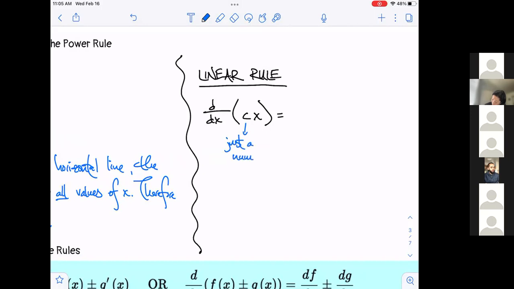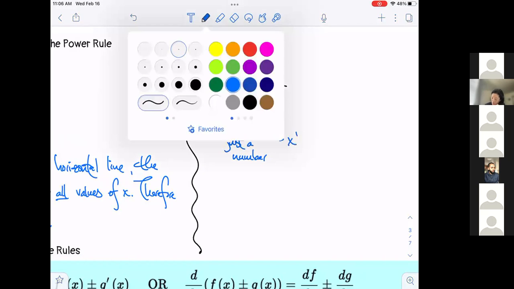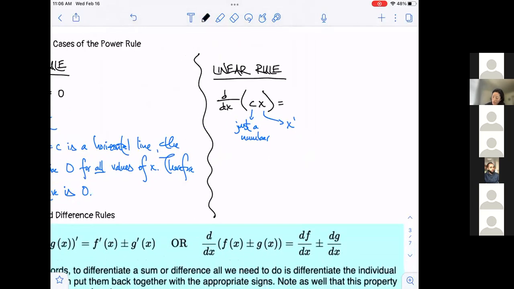just a number. And this x is x to the first power. Okay. And anytime we have that, if we were to graph cx, we would get just a line. And that line has the same slope everywhere. In fact, it has a slope of c. And so that's why when we take the derivative of something like cx, we're always going to get c.